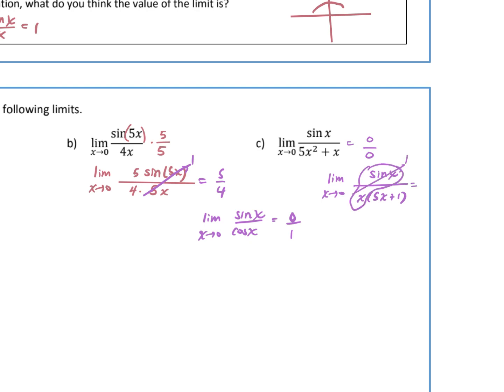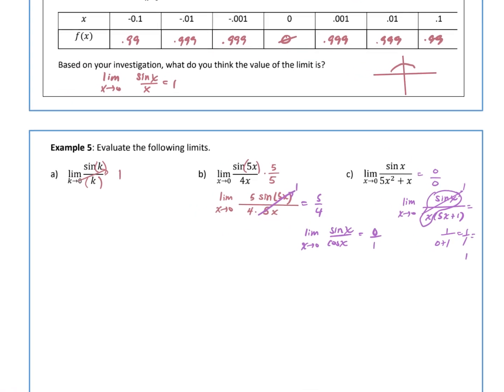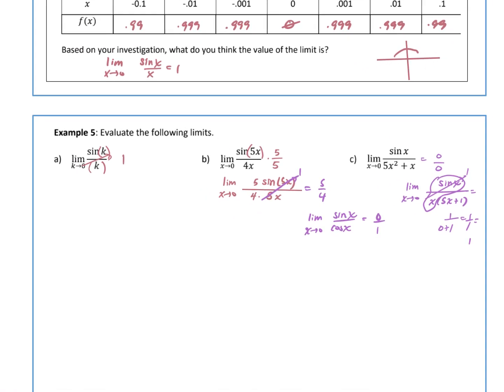Now I'm going to plug in. So we're going to get 1 over 0 plus 1, which is 1 over 1, which is simply just 1, okay? So again, just to reiterate, we've got factoring. So we're going to factor first, try to factor. We've got conjugate. We've got common denominator. And now we have the trig.